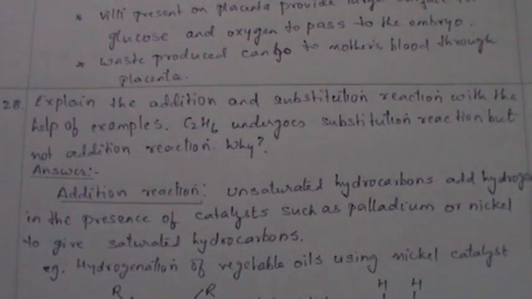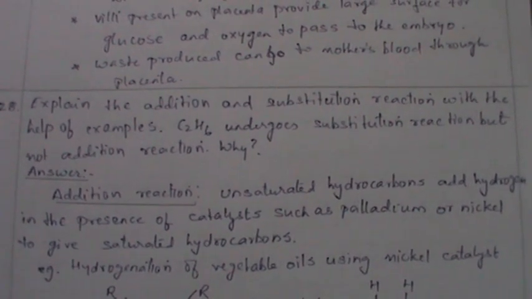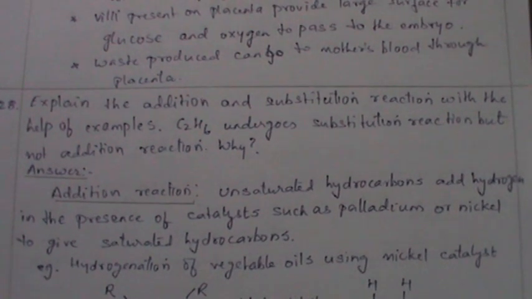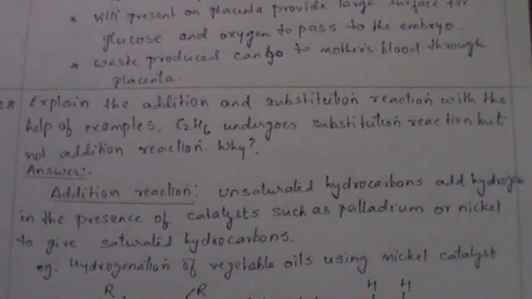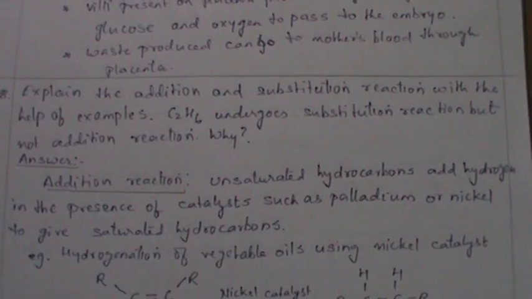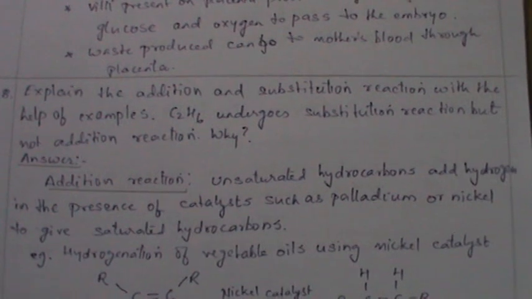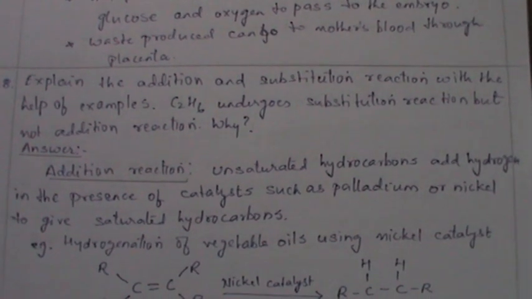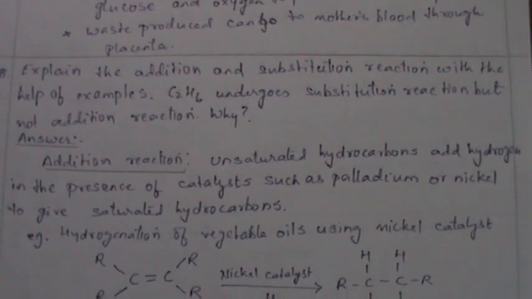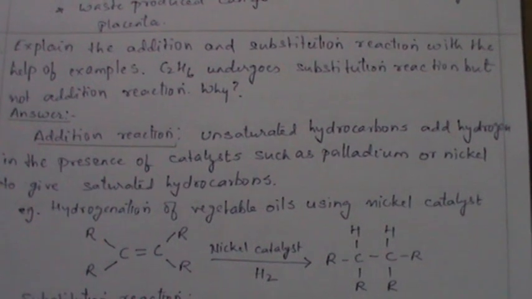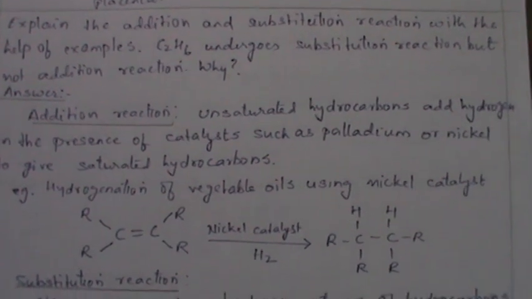Question number 28. Explain the addition and substitution reaction with the help of examples. C2H6 undergoes substitution reaction but not addition reaction. Why? Answer. Addition reaction. Unsaturated hydrocarbons add hydrogen in the presence of catalysts such as palladium or nickel to give saturated hydrocarbons. Example. Hydrogenation of vegetable oils using nickel catalyst.